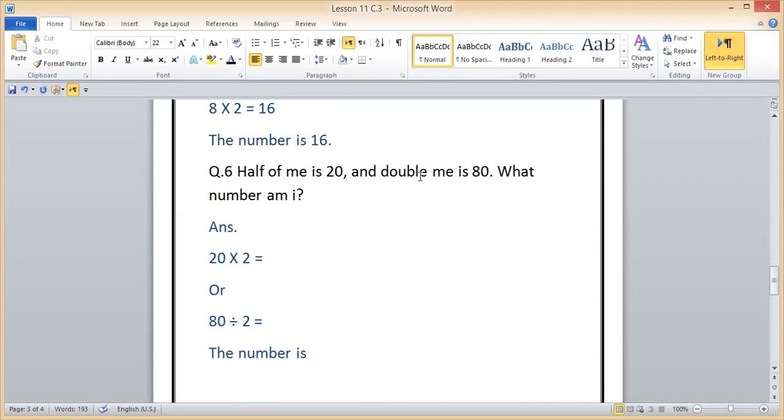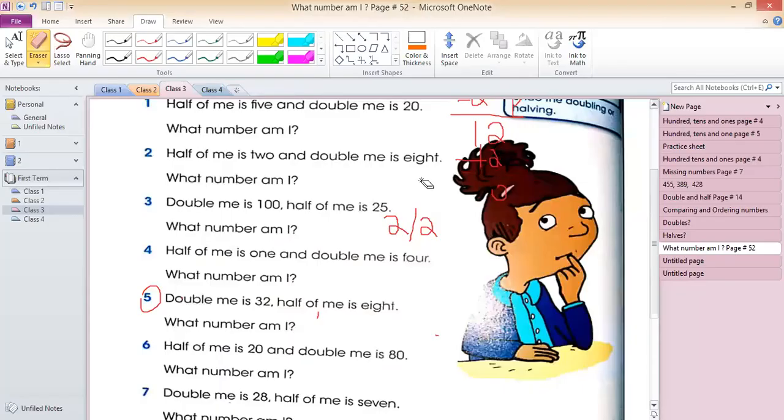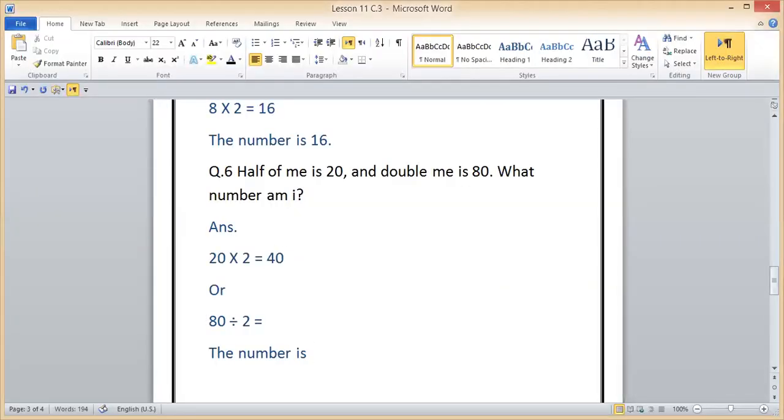So half of me is 20 and double of me is 80. I show you the answer on the other screen. 20 multiplied by 2. How will you multiply 20 by 2? Look here. 2 multiplied by 0 equals 0, and 2 multiplied by 2 equals 4. So 20 multiplied by 2 equals 40. So you will write 40.